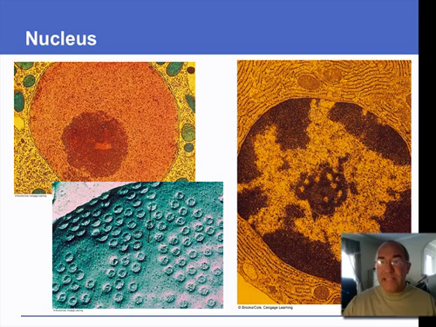Over here on the right, this is again a transmission EM. This is the nucleus here, and on the outside of the nucleus we can see this stuff around here, and this is rough endoplasmic reticulum. Rough ER is called rough because it has lots and lots of ribosomes. All these little dots here are ribosomes. So when a messenger RNA comes out of the nucleus, it can attach to one of these ribosomes and translate the protein immediately and put that into the endoplasmic reticulum for further processing.